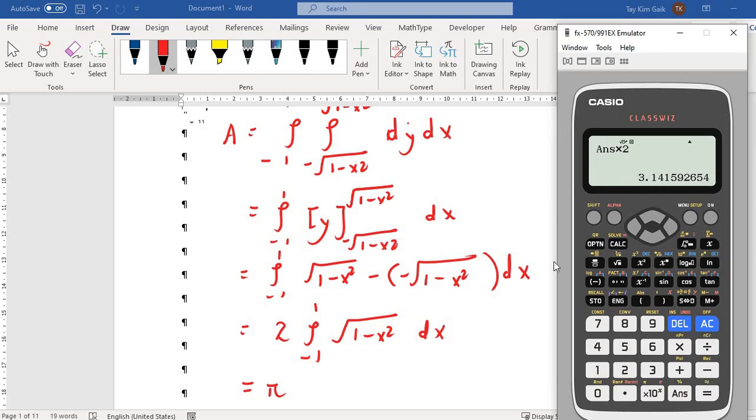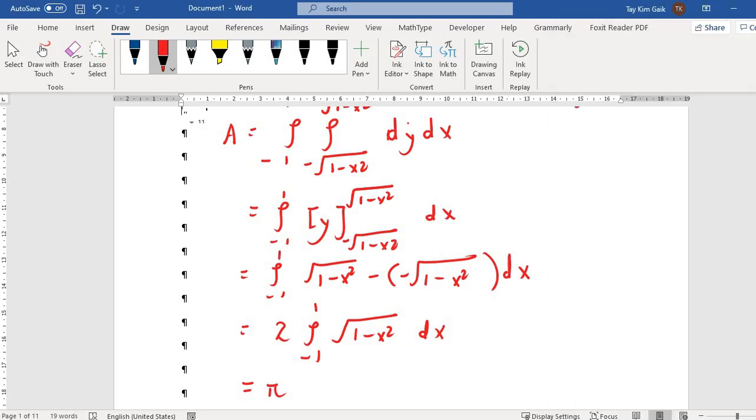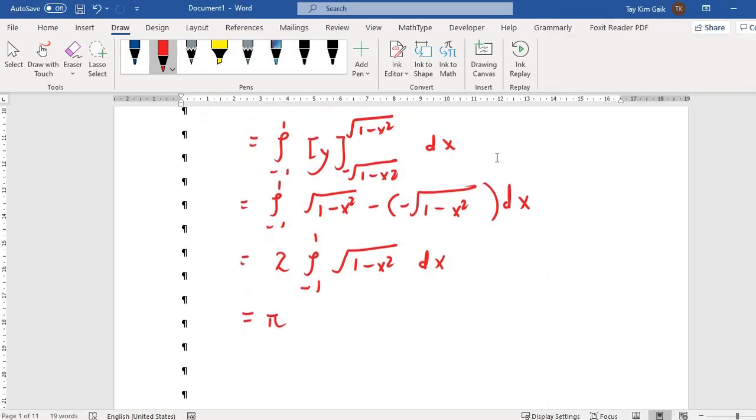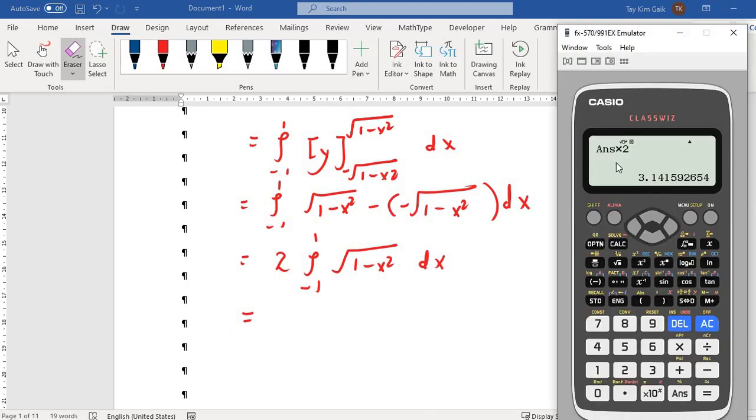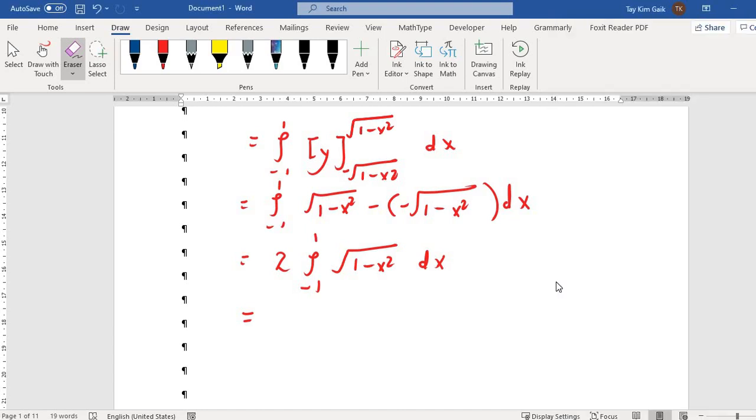But if you want to get the pi exactly, you have to integrate manually. So how do you integrate manually? This needs trigonometric substitution. If you use the scientific calculator, in this case you won't get the pi exactly. If you want the pi, you have to integrate manually.